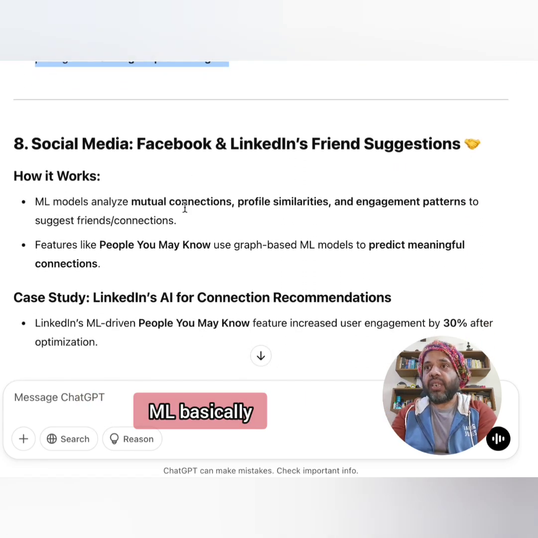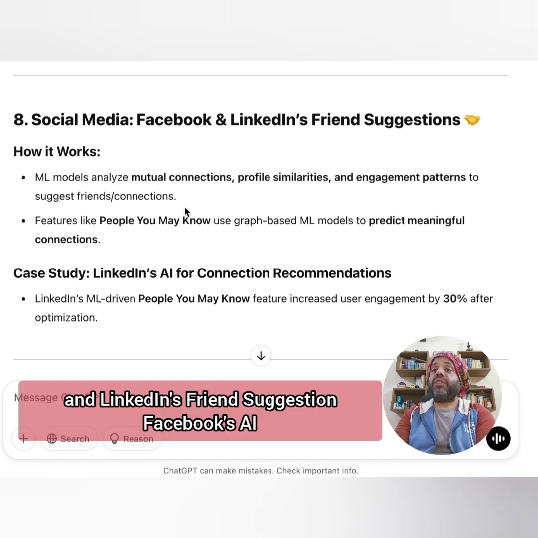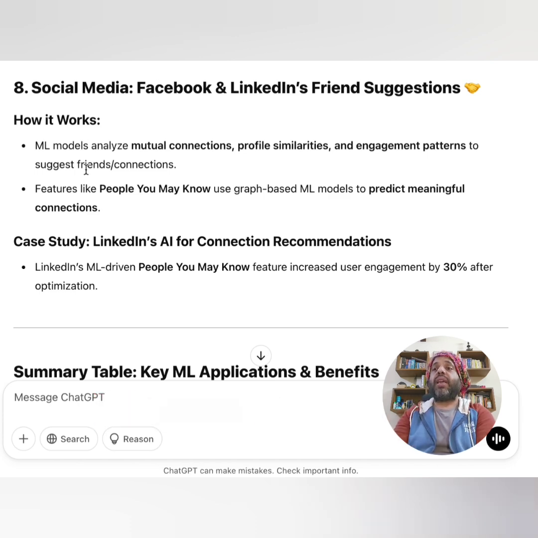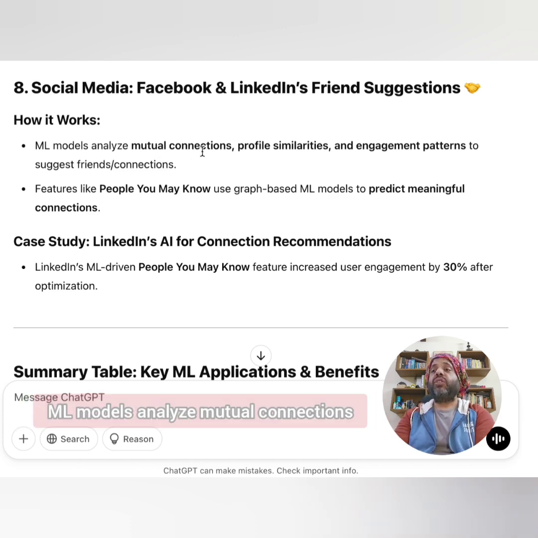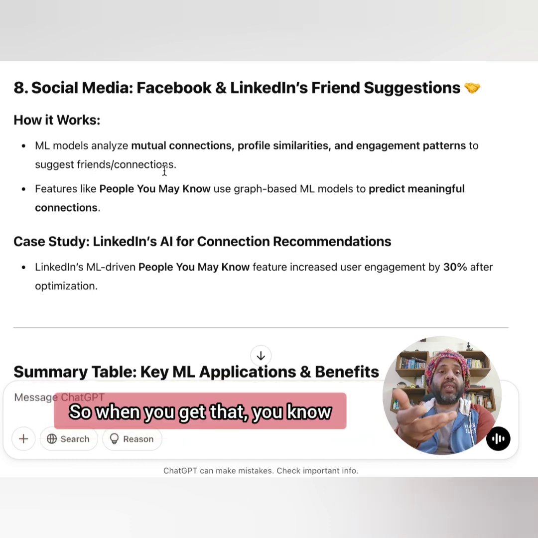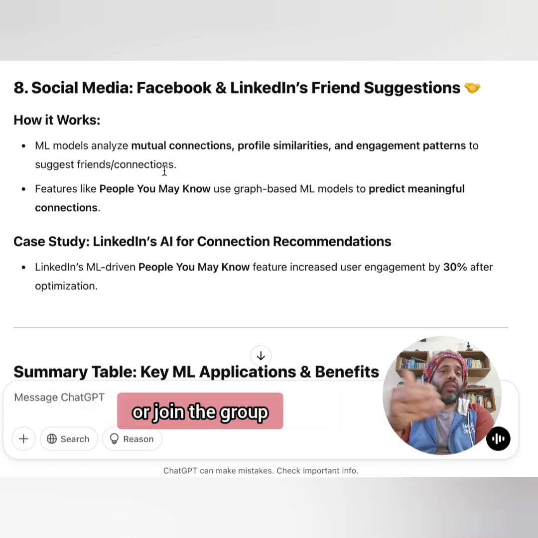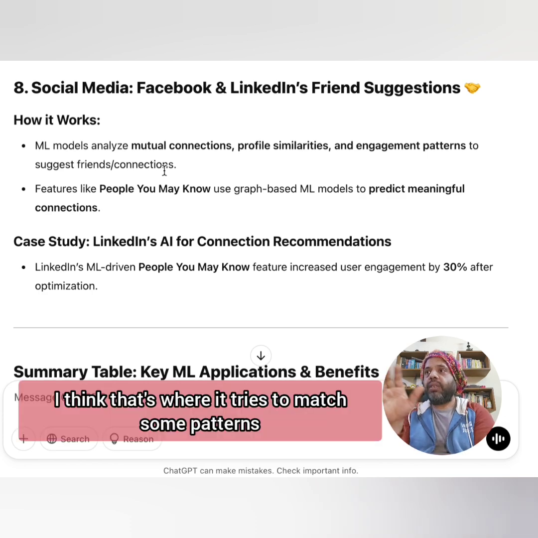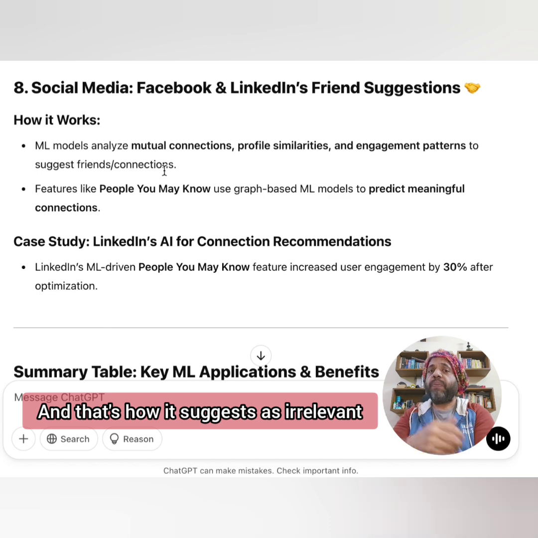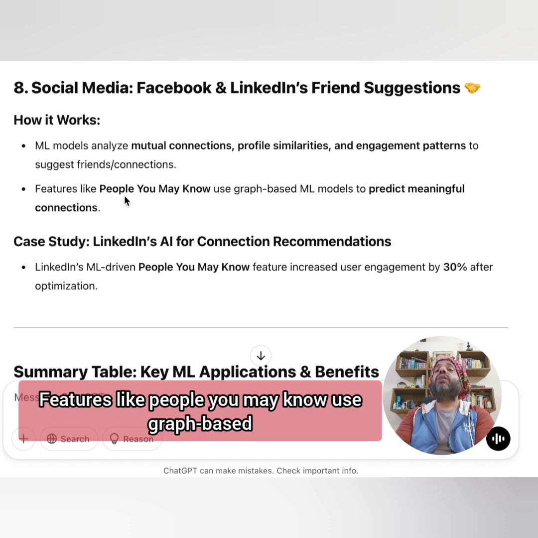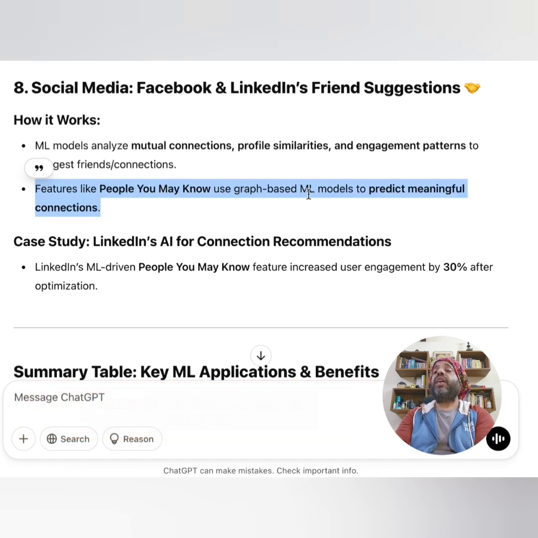ML basically. Social media, Facebook and LinkedIn's friend suggestion. Now, this sounds relevant. Facebook's AI and ML are, oh my God. How it works. ML models analyze mutual connections, profile similarities, and engagement patterns to suggest friends and connections. So when you get those page suggestions or add to the group or join the group or add friend suggestions, I think that's where it tries to match some patterns, and that's how it suggests, as irrelevant as it is sometimes. Features like people you may know use graph-based ML models to predict meaningful connections.